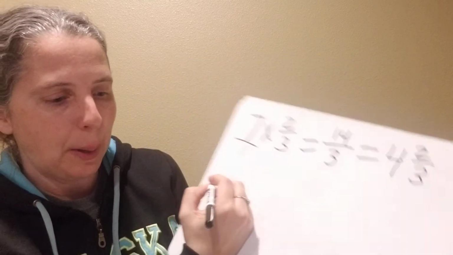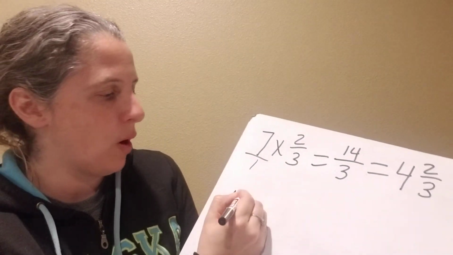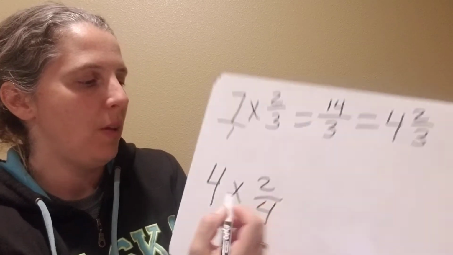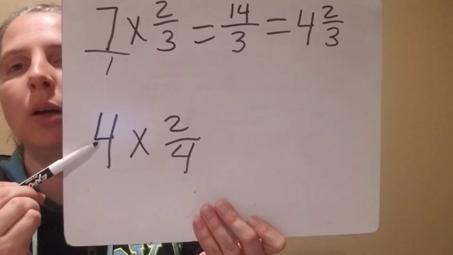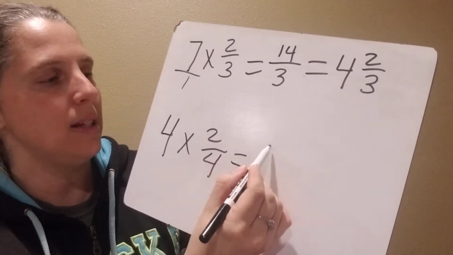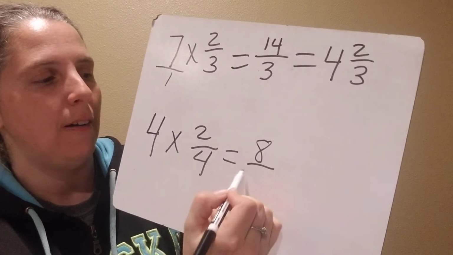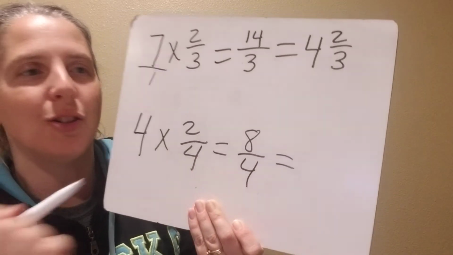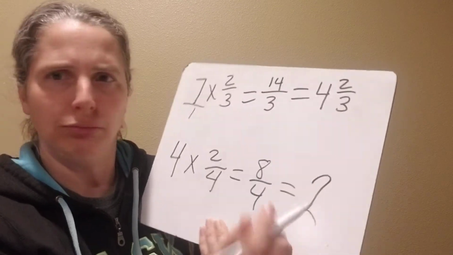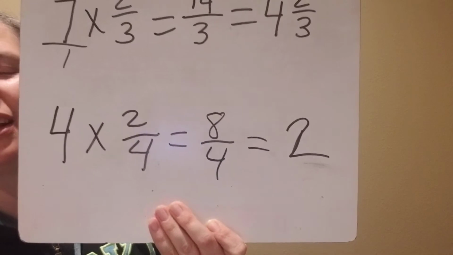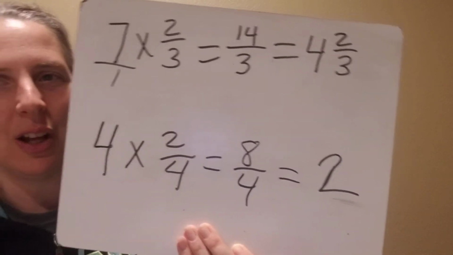Good. Do letter B while I get it written down. 4 times 2/4. Right? You're going to multiply across, so the whole number times the numerator. 4 times 2 is 8/4. How many times can 4 go into 8? 2. Ooh, that answer is 2, unless you drop the marker and then it's some weird looking number. Good. All right, let's look at letter C.